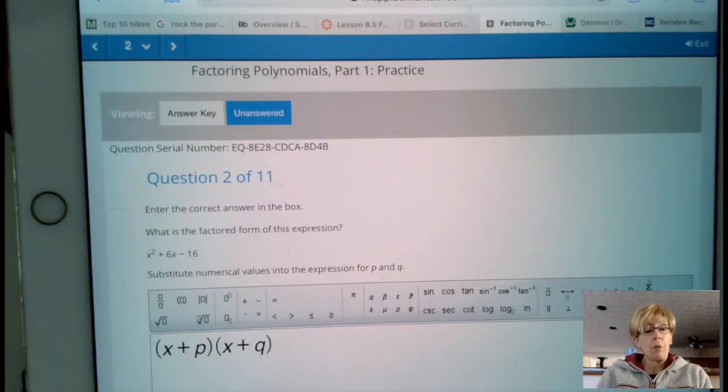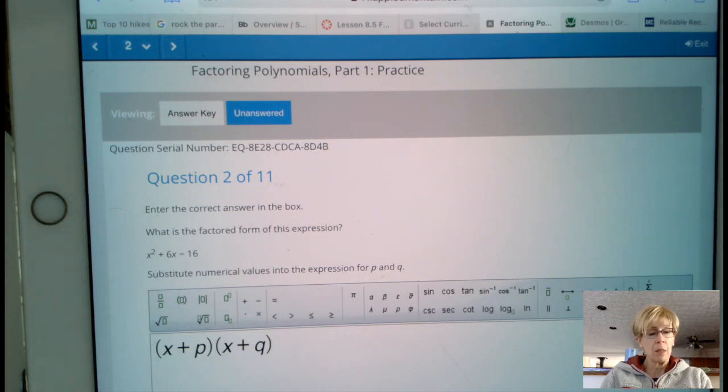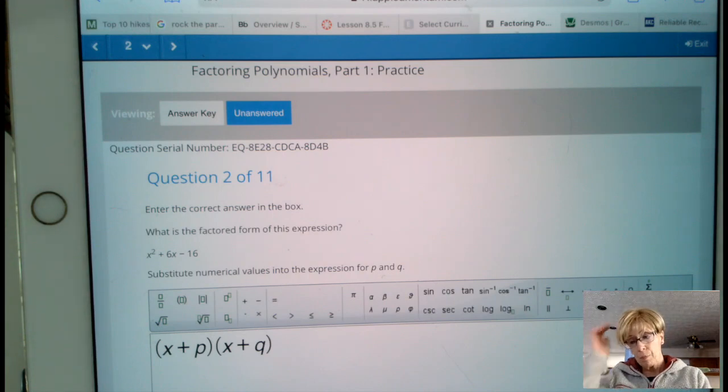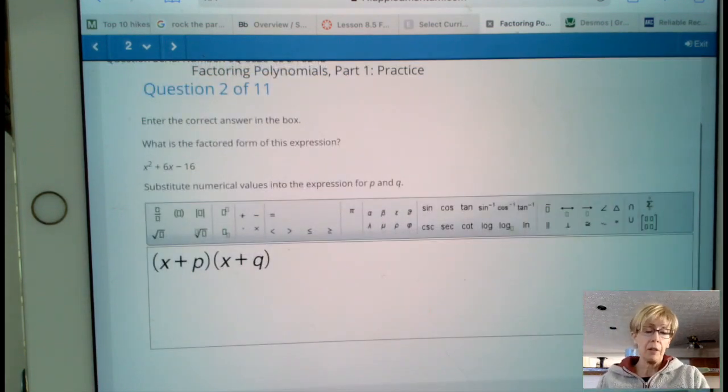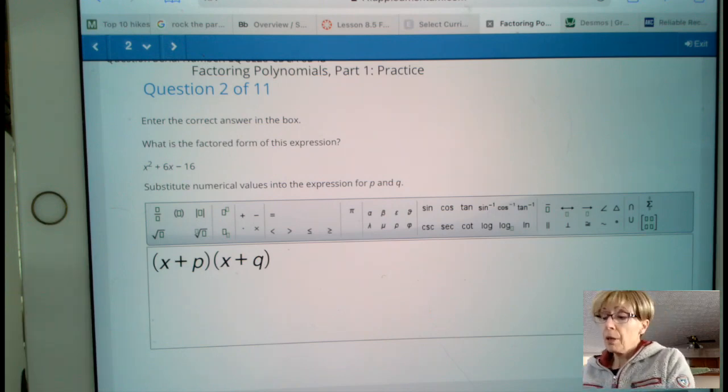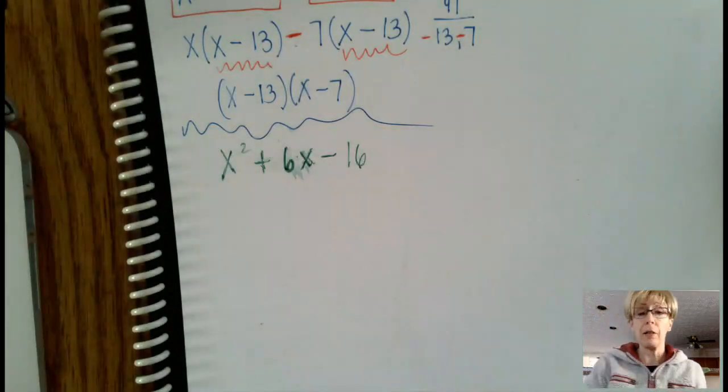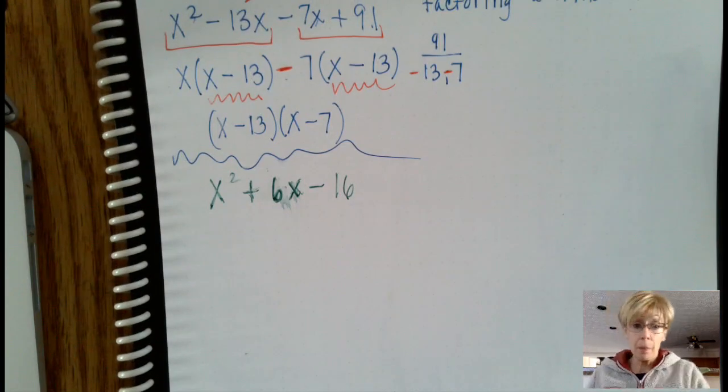What is the factored form of this expression? X squared plus 6x minus 16. Substitute numerical values into the expression for p and q. So as I scroll this down here, our format's going to look like this. But ultimately, I'm going to move the iPad and we're going to look at splitting the middle again.